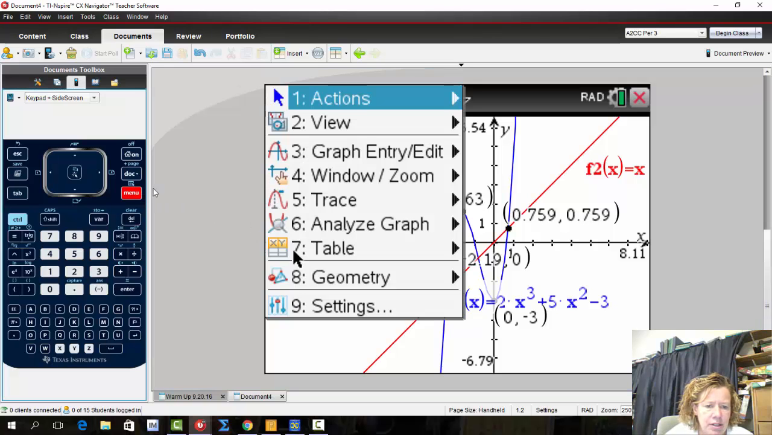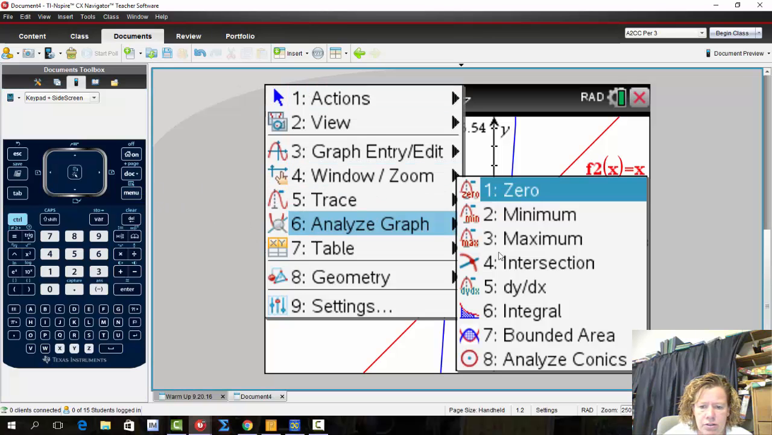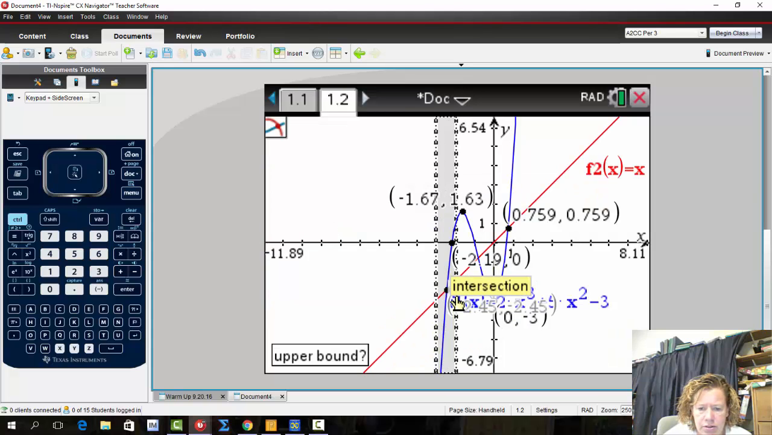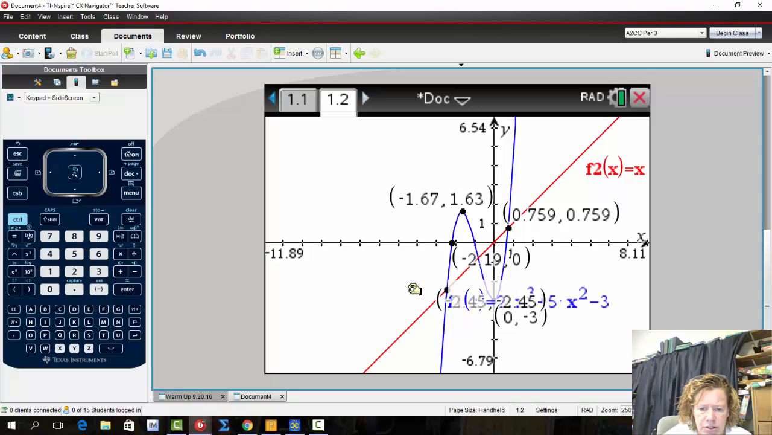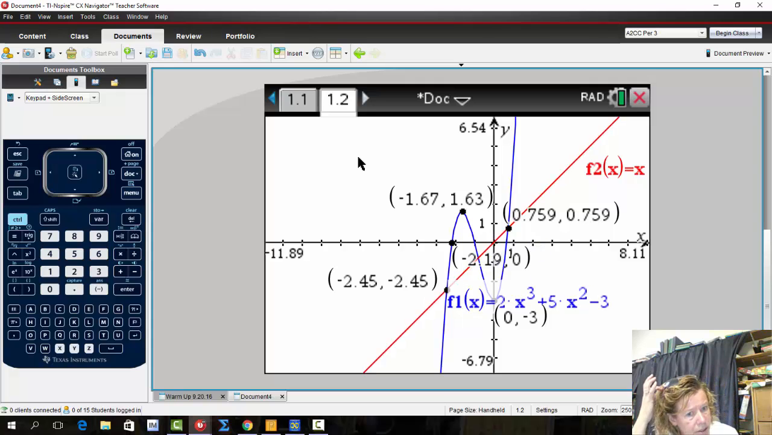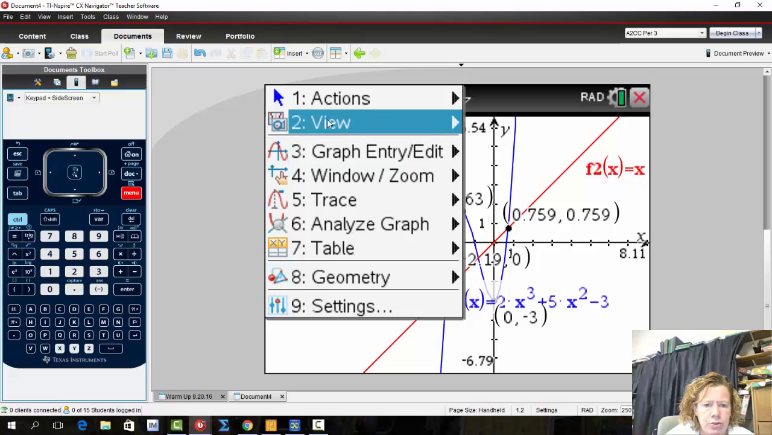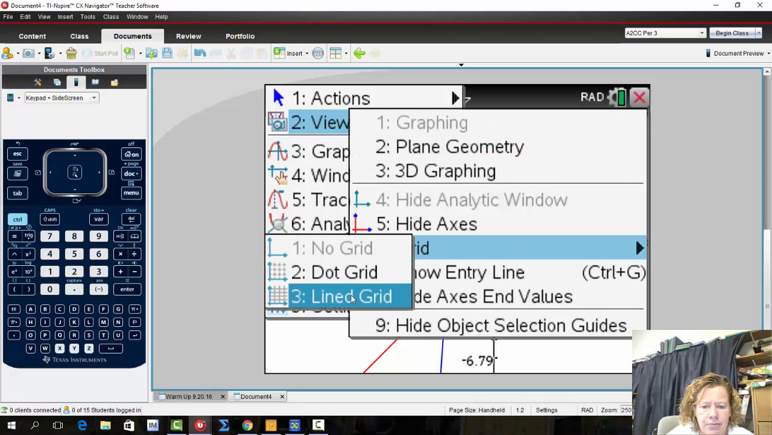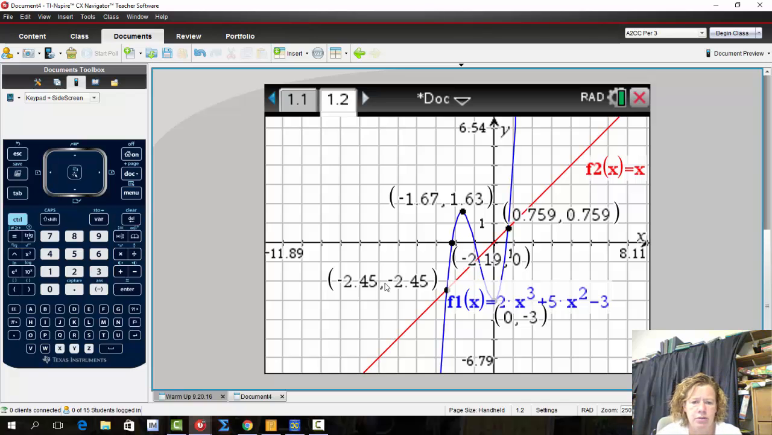And maybe we do that again. Menu, analyze, intersection. So you can solve any system by graphing. Your solutions are the points of intersection. Sometimes you have to grab points and move them out of the way because graphs get messy. Something that I'm really bad at, that Mrs. Casey is very good at, is getting a grid on your graph paper. Make sure you say menu, view, grid, and you want a lined grid. And that really helps you, especially when you have to transfer to graph paper.